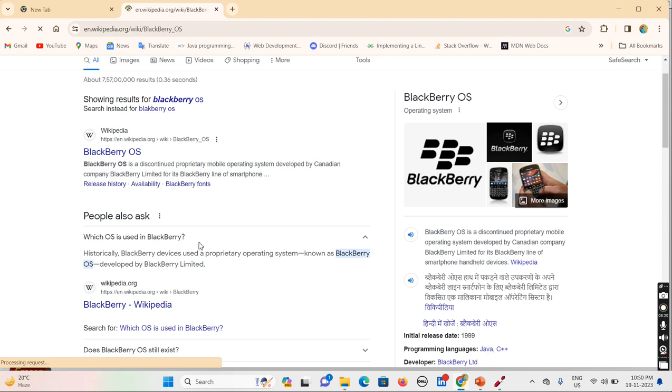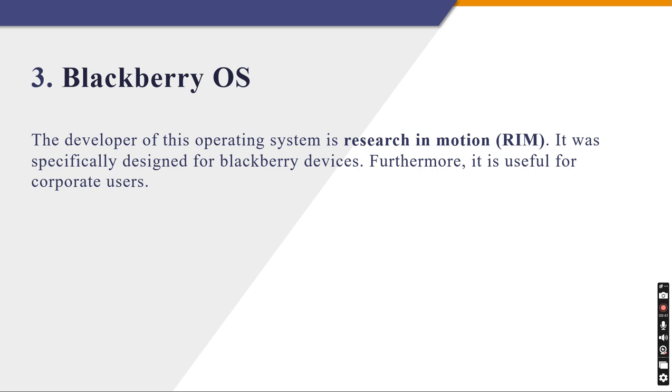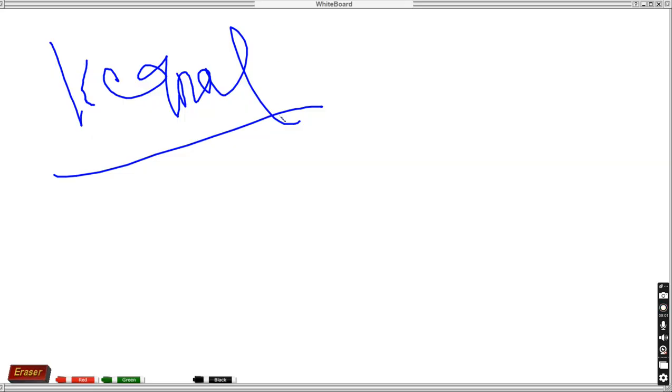Which operating system is used in BlackBerry? Historical BlackBerry devices used a proprietary system known as the BlackBerry operating system, developed by BlackBerry Limited. And BlackBerry's developer of the operating system is Research in Motion (RIM). It was especially designed for BlackBerry devices. Furthermore, it is useful for corporate users. Corporate means your MNCs and big FAANG companies.